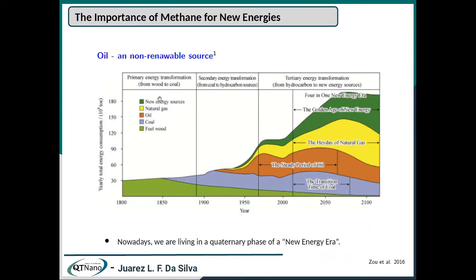Why should we use methane, natural gas, as a new energy? If we look into the graph, we can observe that we are now living in the fourth era of new energies, where we depend not only on coal, but also on oil, natural gas, and new energy sources, especially renewable ones. Some projections show a decrease, especially in oil and coal, and an increase in natural gas consumption and also in new energy sources.